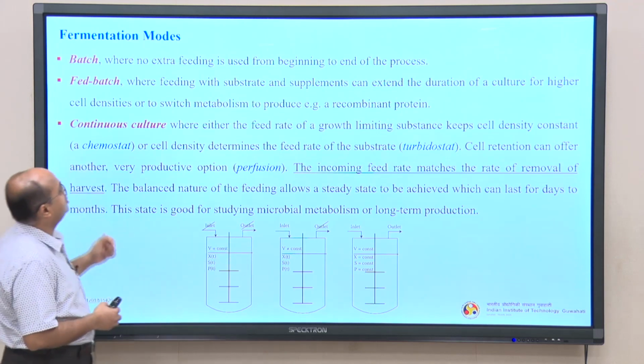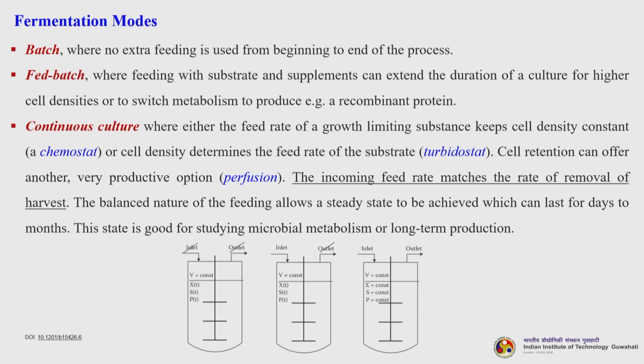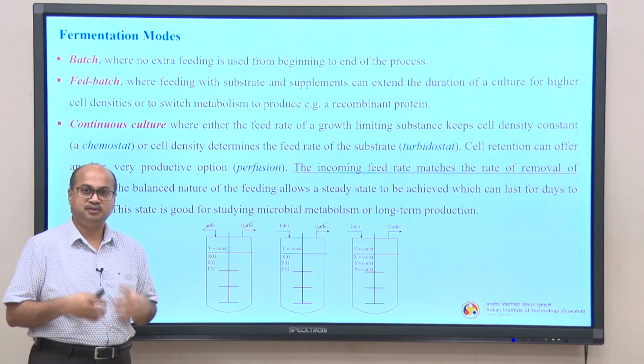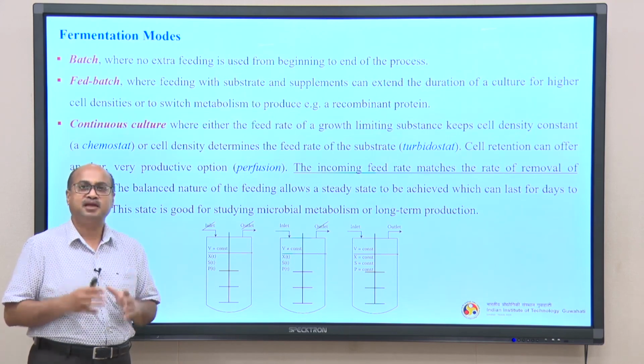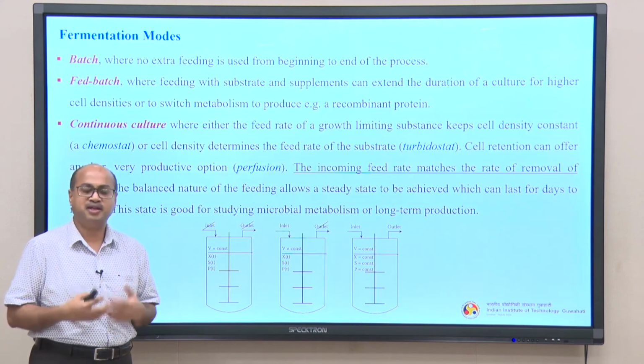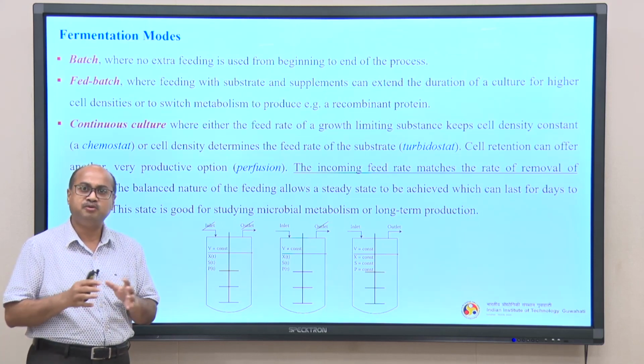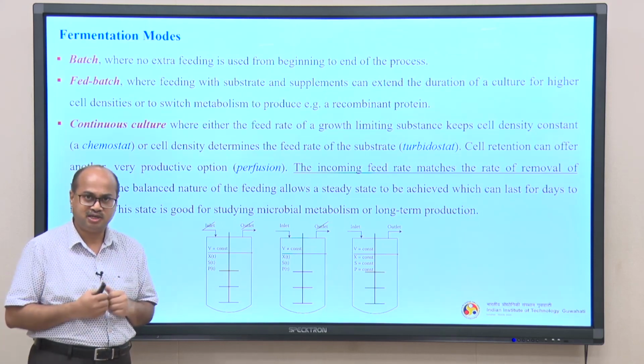What does it mean? It means that no extra feeding is used from the beginning to the end of the process. Once the substrate is fed to the batch reactor and the microorganisms and other necessary things are supplied, it is closed, and the reaction will proceed. Once the reaction stops and the products are formed, you will open the reactor. So, this is what batch is.